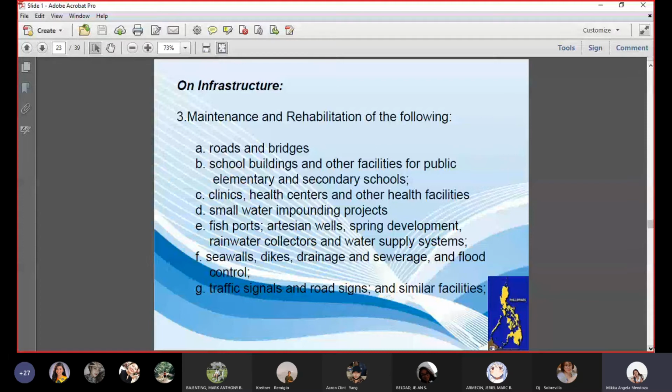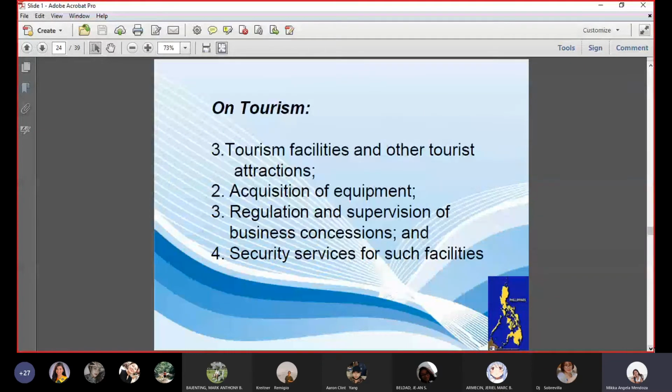So these are just some of the maintenance and rehabilitation projects which you can see in your places. Like before, you did not have traffic signs or traffic lights, and now you have them. So those are some of the projects of the LGU, no? They are just examples. How about on tourism?